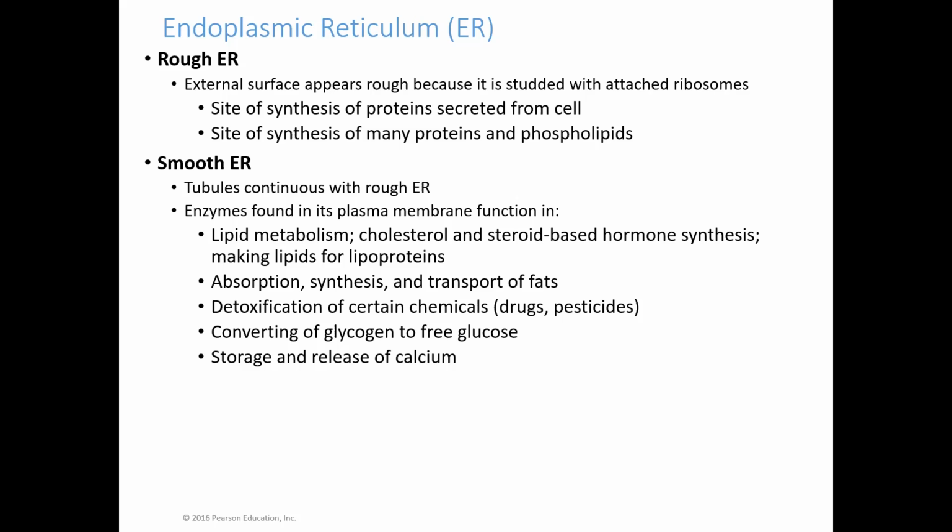It's a series of tubes just like the rough ER is, but it does something different. It breaks down fats. It makes our steroid-based hormones. It assembles cholesterol. It makes the high density and the low density lipoproteins. It also helps to transport fats. One of the big things it does for us, it is a detoxifier. It breaks down chemicals in our food.